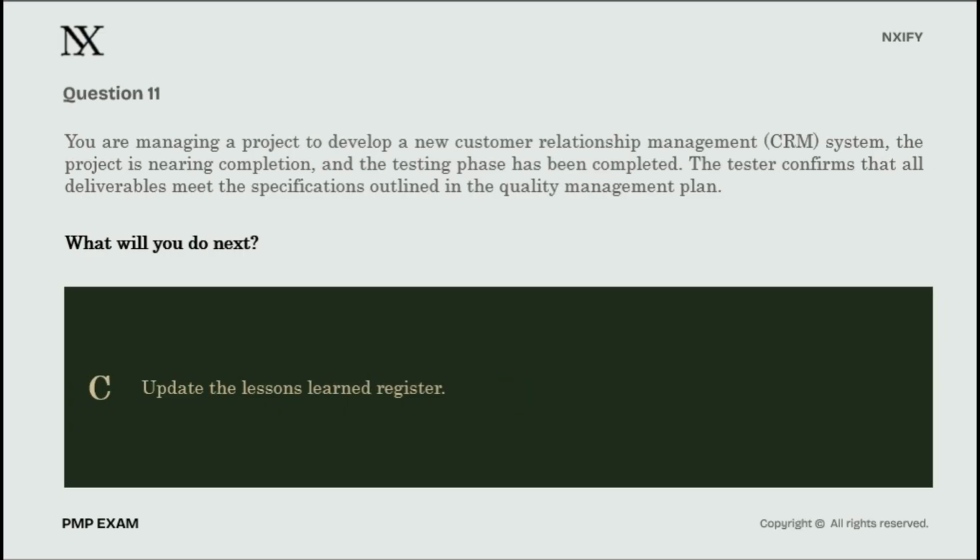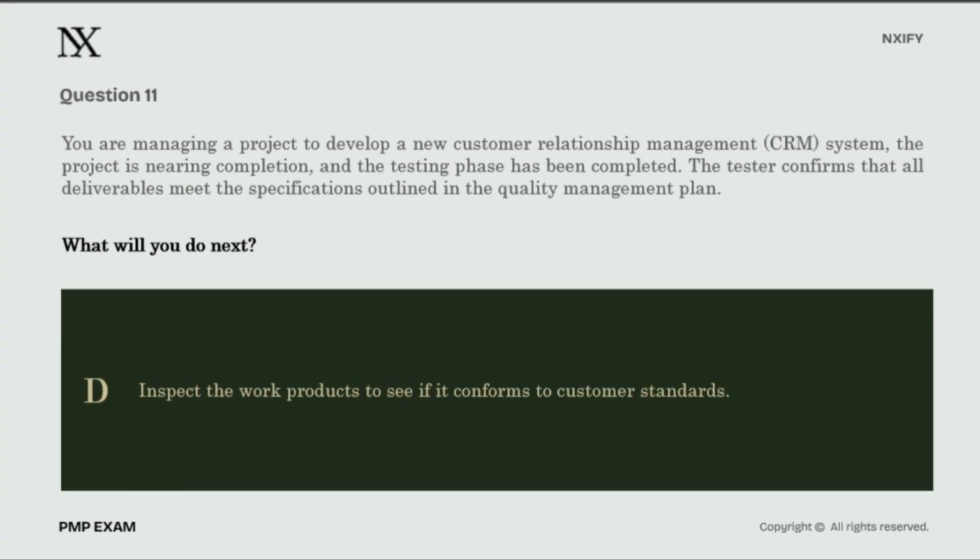Moving to option C, update the lessons learned register. Now, this register is a database of captured knowledge we've gained throughout the project, a habit we've emphasized since the very beginning of this series. While we update lessons learned constantly, it does not replace the structural requirement for formal acceptance. It is an important activity, but it is not the next procedural action needed to cross the acceptance threshold. Option C is out.